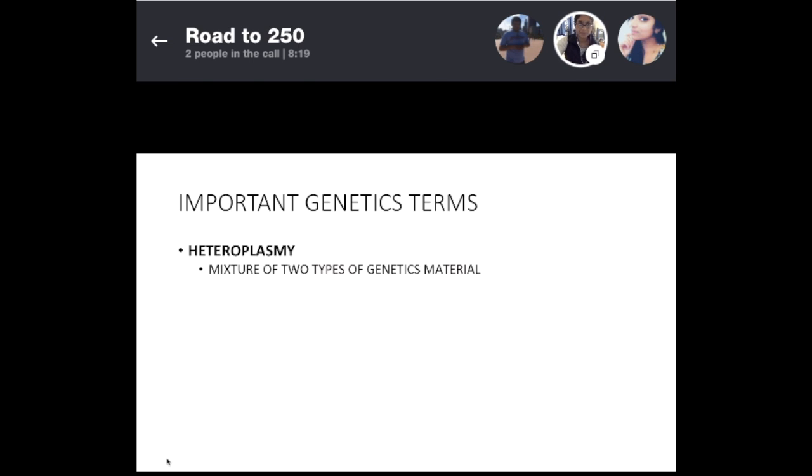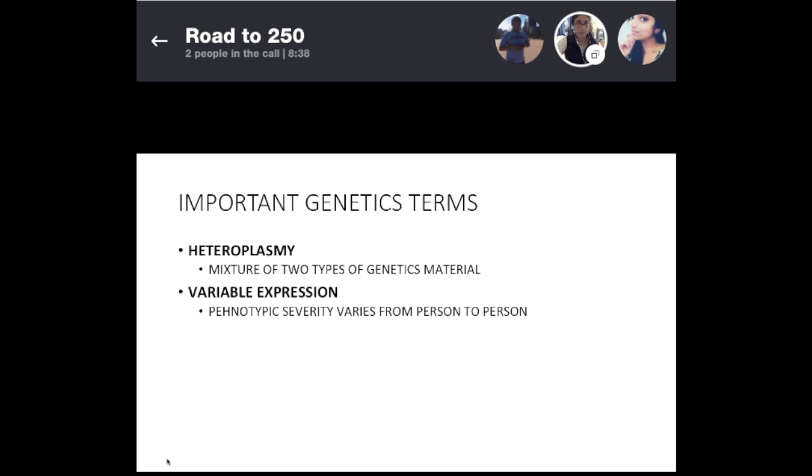So to start off with, the first one's heteroplasmy. And heteroplasmy is just a mixture of two types of genetic materials. And clinically, it's just seen as variable. So hence the word heteroplasmy.